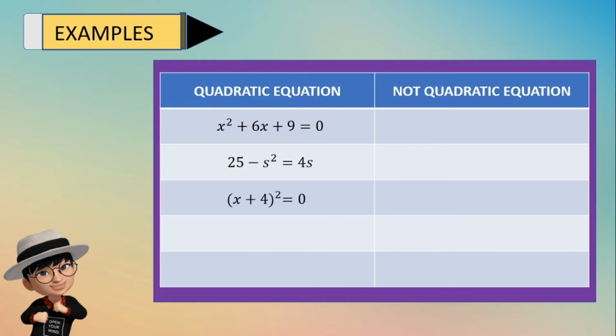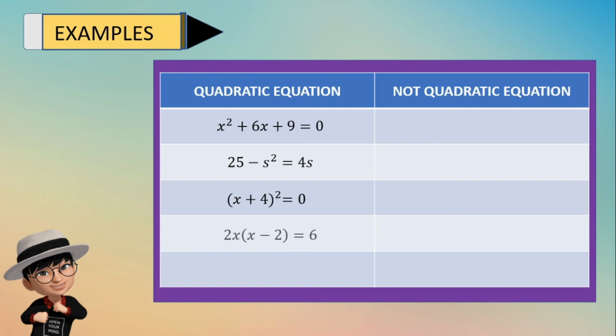Example number 3. The quantity of x plus 4 raised to the second power is equal to 0 is a quadratic equation, but it is not written in standard form. By applying the square of a binomial, the equation becomes x squared plus 8x plus 16 is equal to 0, which is in standard form.